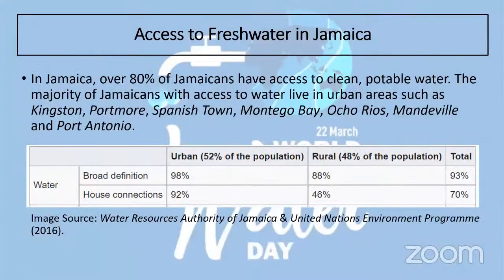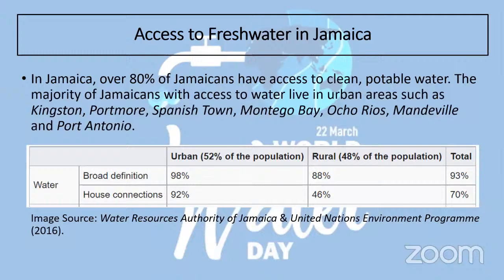Now, this is looking at access to fresh water in Jamaica. In Jamaica, over 80% of Jamaicans have access to clean, potable, that's drinking water. The majority of Jamaicans with access to water live in urban areas, mainly Kingston, Portmore, Spanish Town, Montego Bay, Old Harbour, Mandeville, Port Antonio, and even other less key urban areas. As you can see from the image, the majority of persons with access to water live in urban areas, and fewer persons live in rural areas.